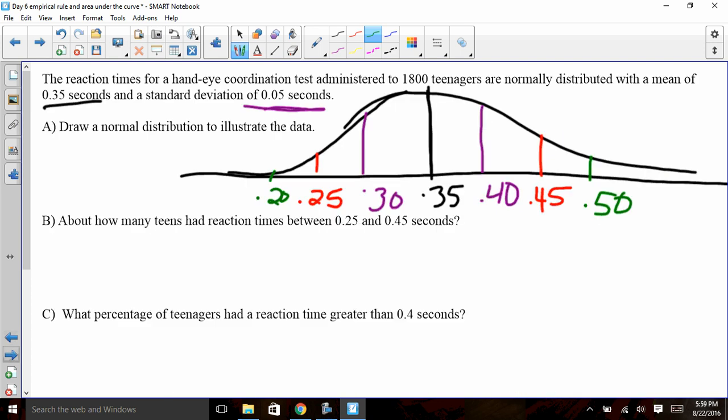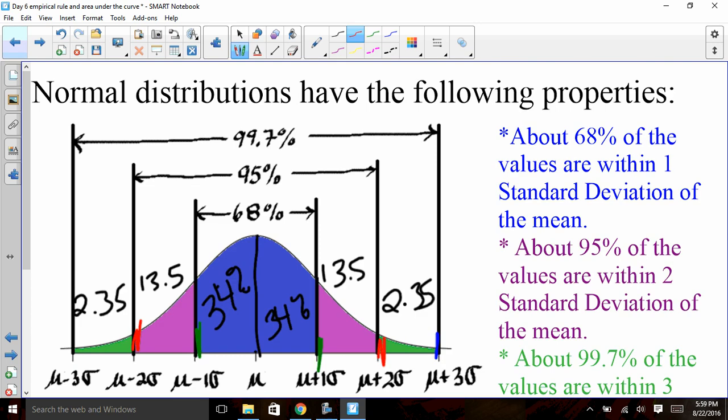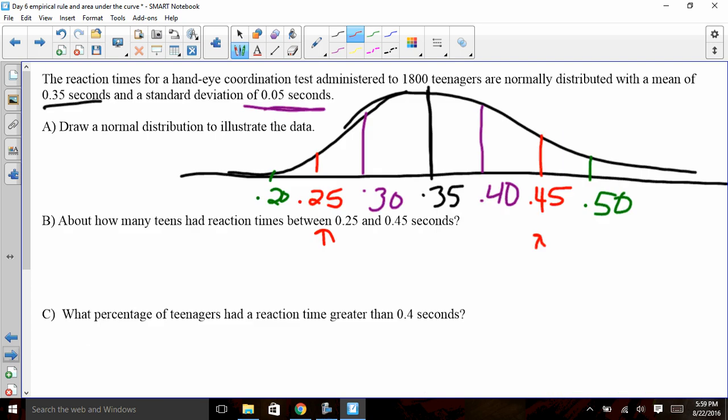Part B, about how many teens had a reaction time between 0.25 and 0.45. Okay, well, if you take a look, 0.25 and 0.45 are within 2 standard deviations of my mean. Remember, we added or subtracted that standard deviation twice from my original mean. So, according to the slide before, within 2 standard deviations is 95%. So we're going to use that here. So 95%, now remember, whenever we work with percents, we change them into decimals before we do anything with them.